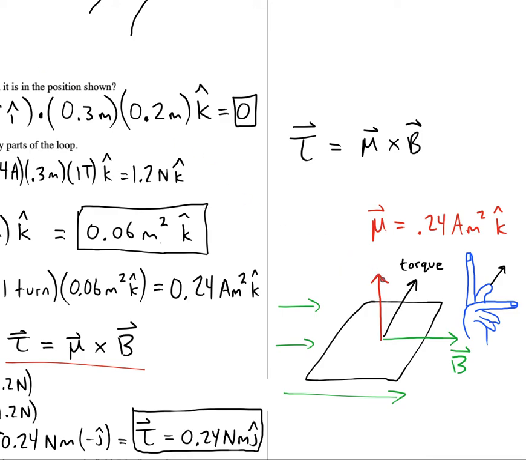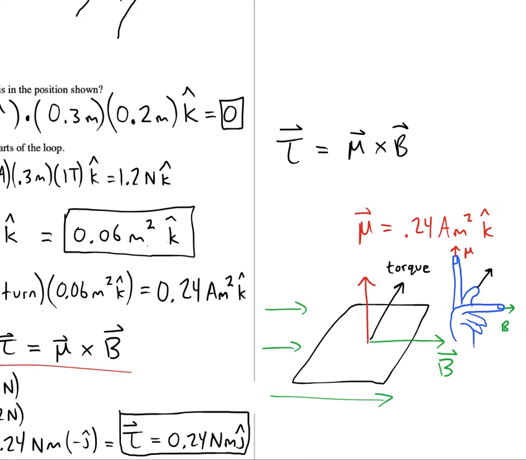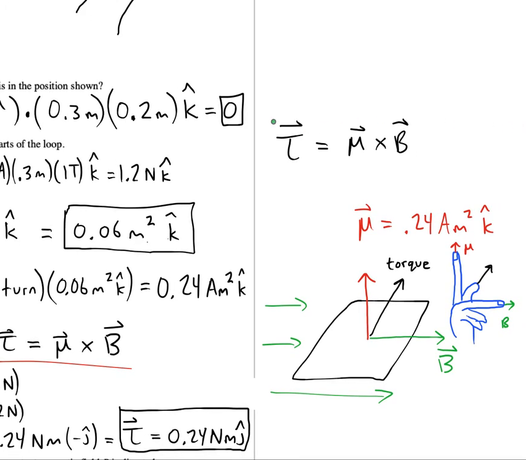Okay, so this is the mu. We've got the B. Let's draw them all on the hand. This is the mu. This is the B. Okay. This is the pointer, by the way. This is the middle. And this one is the thumb.